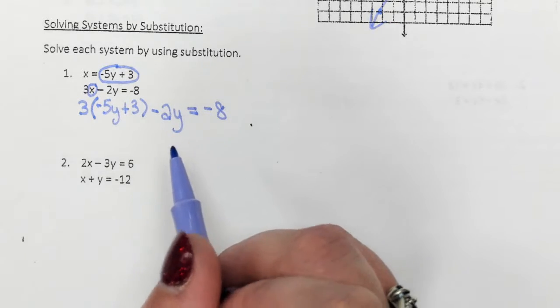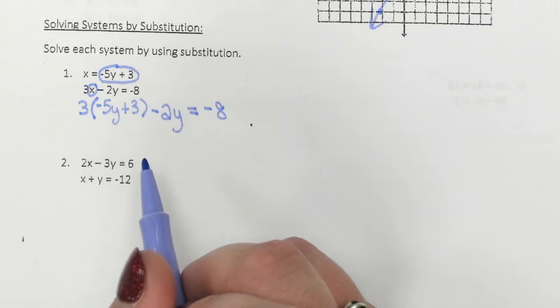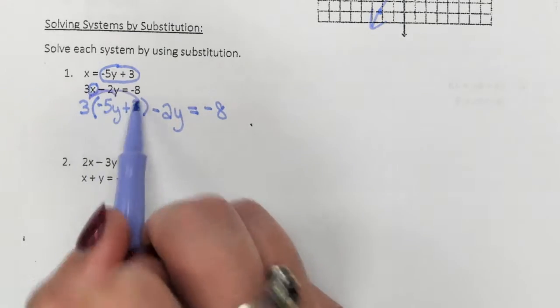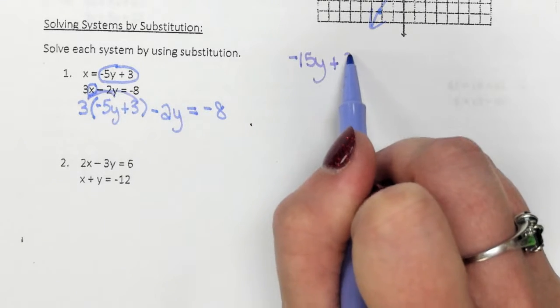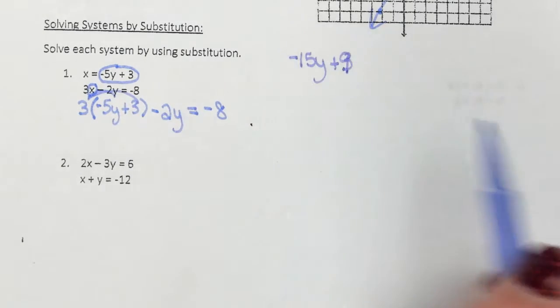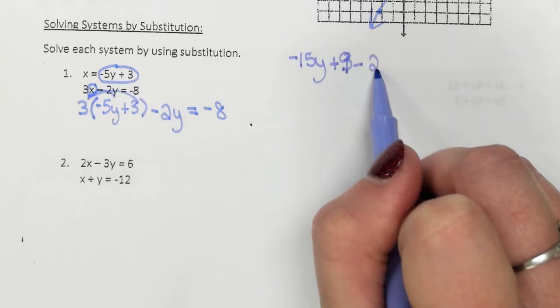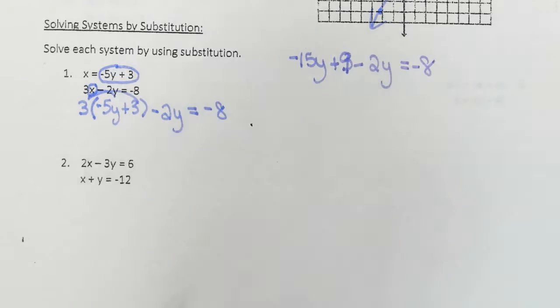Okay. Alright, so what can we do from there? Distribute. And you get, I'm going to move over here, negative 15y plus 9 minus 2y equals negative 8. So now look, guys, once we plug that in, what's the only letter that we have now? Y. So now we can solve for y.